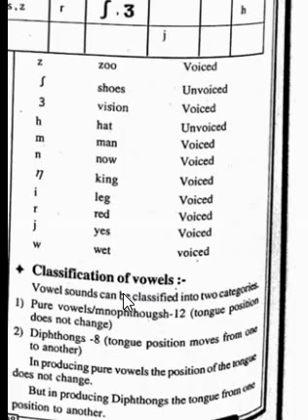Classification of vowels. Vowel sounds can be classified into two categories. Pure vowels, monophthongs, 12: tongue position does not change. Diphthongs, 8: tongue position moves from one to another.